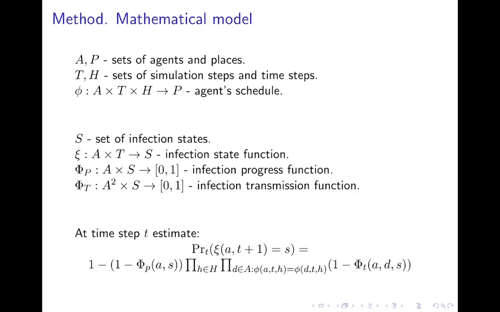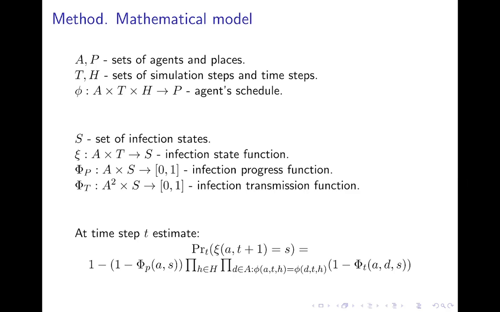This function for each agent returns the probability distribution of infection states at the next simulation step. For example, for an infected agent, this function can return that its state will be changed to susceptible with probability of 0, to recovered with probability of 10%, and left as infected with probability of 90%.